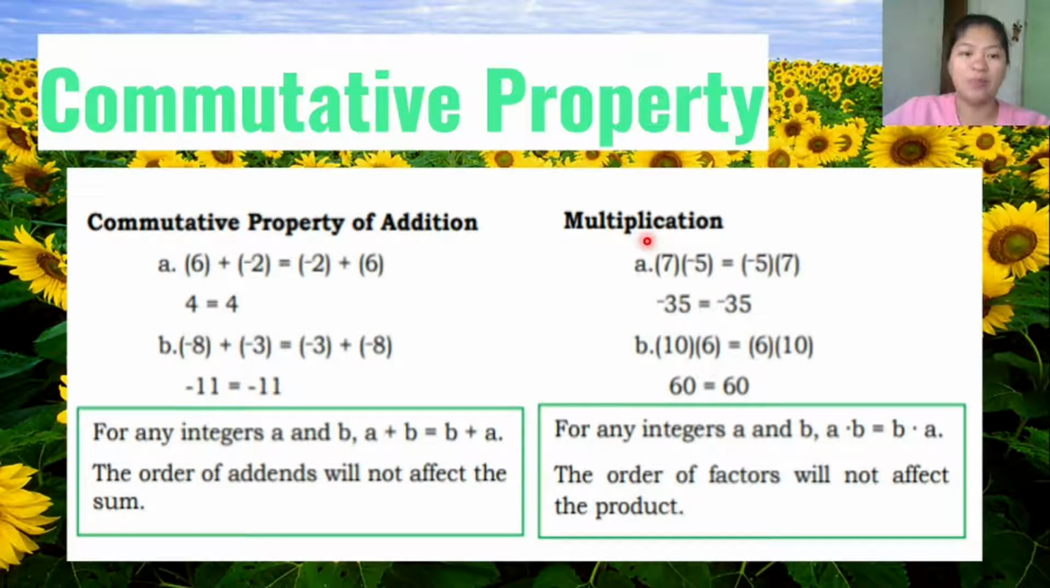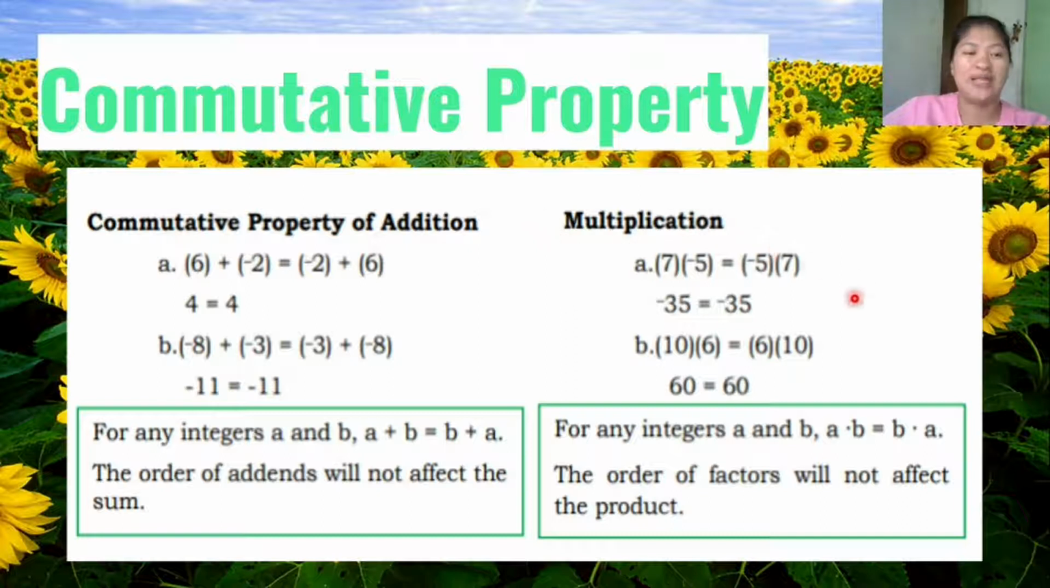For multiplication naman po, commutative property of multiplication, ganun din po, a times b will be equal to b times a. The order of the factors will not affect the product. For example po, 7 times negative 5. Kapag binaligtad po natin yan, magiging negative 5 times 7. Pero ang answer po, kahit baligtarin, ay negative 35. Example number 2, 10 times 6. Pag binaligtad po natin yung pwesto nitong dalawa, magiging 6 times 10. Pero ang answer po ay parehong 60. So, yun po ang tinatawag nating commutative property for addition and for multiplication.